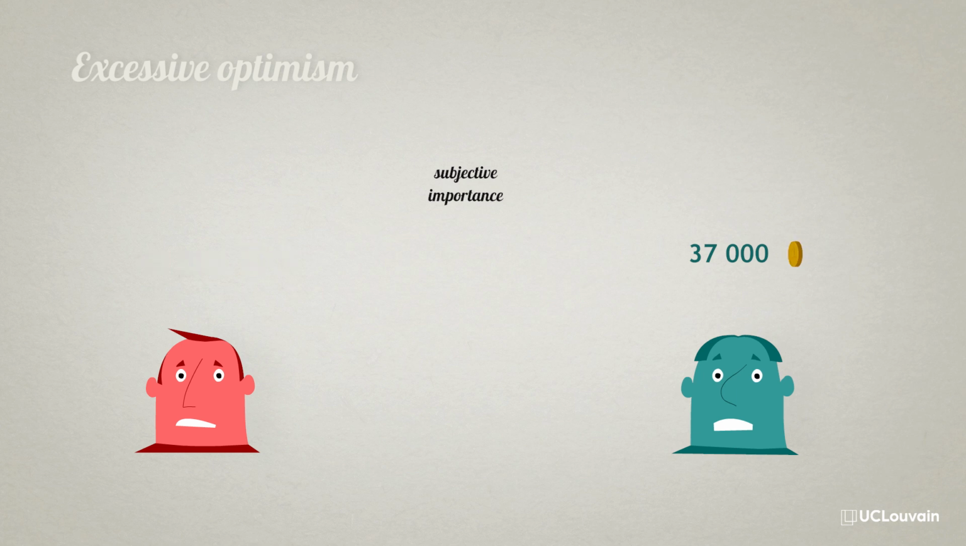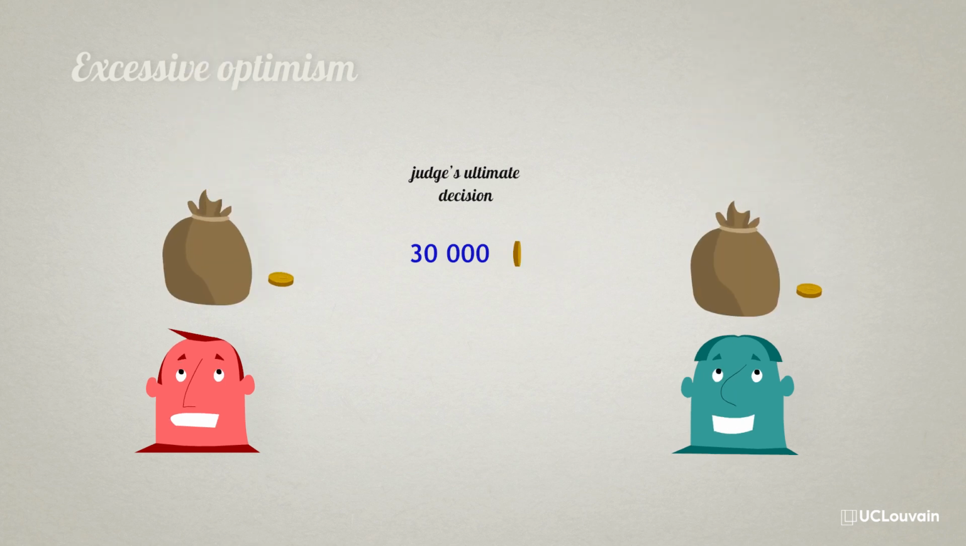Similarly, predictions about the judge's ultimate decision differ. The plaintiffs believe that the judge will award them $39,000, and the defendants believe that the award will be limited to $24,000. Knowing that in reality the judge's real decision was to award $30,000 to the plaintiff, it is clear that both sides were mistaken. Both tended to be overly optimistic about what the decision of the judge would be.